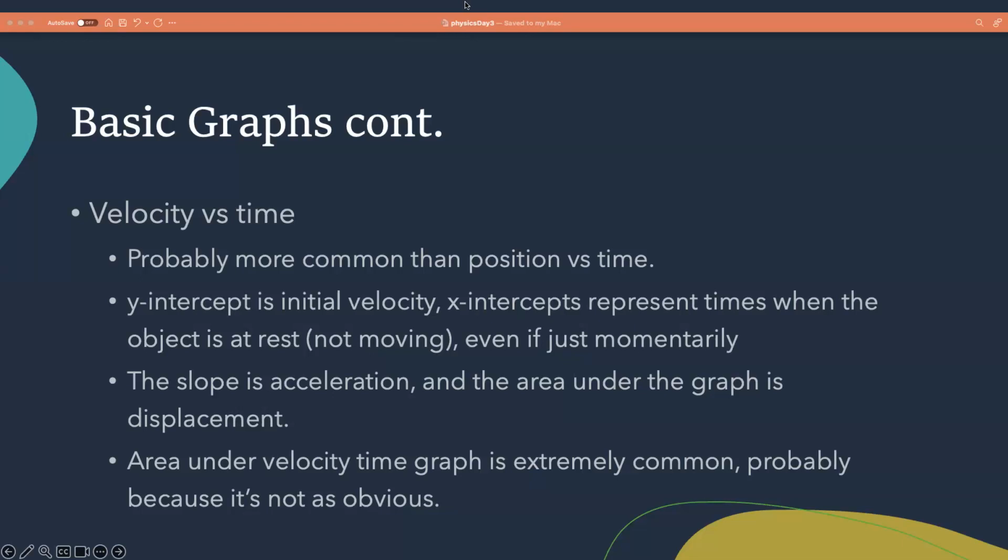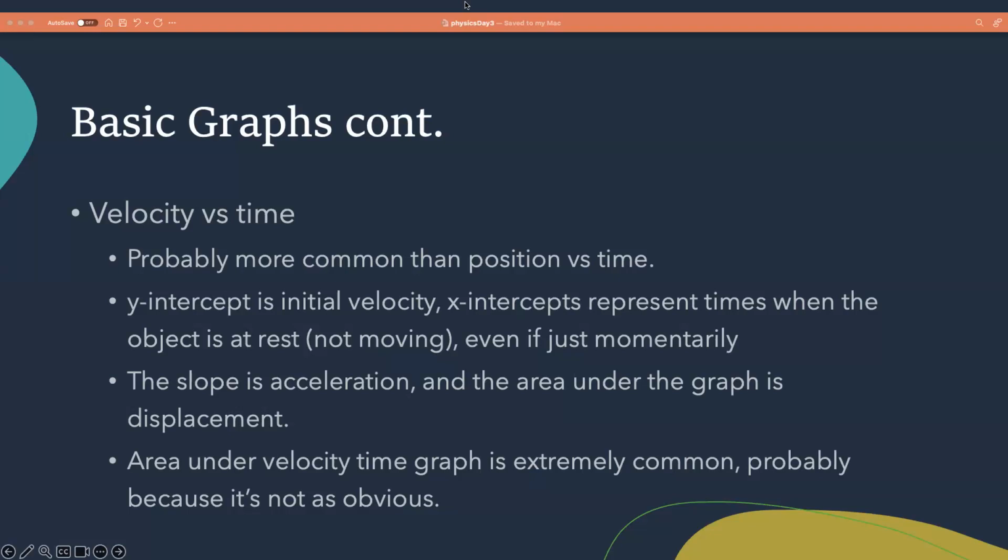In this graph, the slope is going to be acceleration. And more importantly, the area under a velocity time graph is displacement. That's going to be the most important takeaway of this, because they love to ask about this. Your teacher probably will ask you about this more than a few times too, just because it's not as obvious as the slope of a position time graph being velocity or the slope of a velocity time graph being acceleration. Saying that the area under a velocity time graph is displacement is a little more complicated.